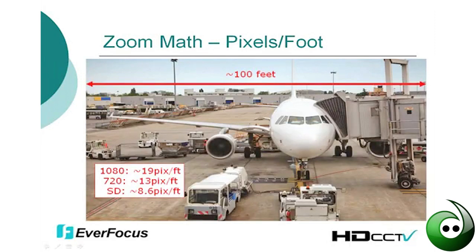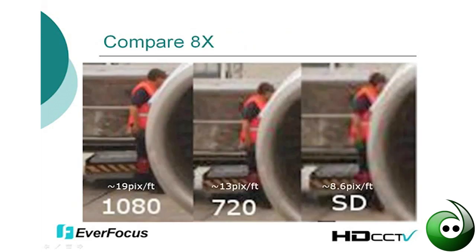So looking at our original image, this scales out to about 100 feet wide, which means that in a 1080 image, you're at 19 pixels per foot. In a 720 image, down to 13 pixels per foot. And in a standard def camera, down below 9 pixels per foot. So again, here's our comparison at 8x zoom between 19, 13, and 8.6 pixels per foot, 2 megapixels, 1 megapixel, and standard def at 1/3 of a megapixel.